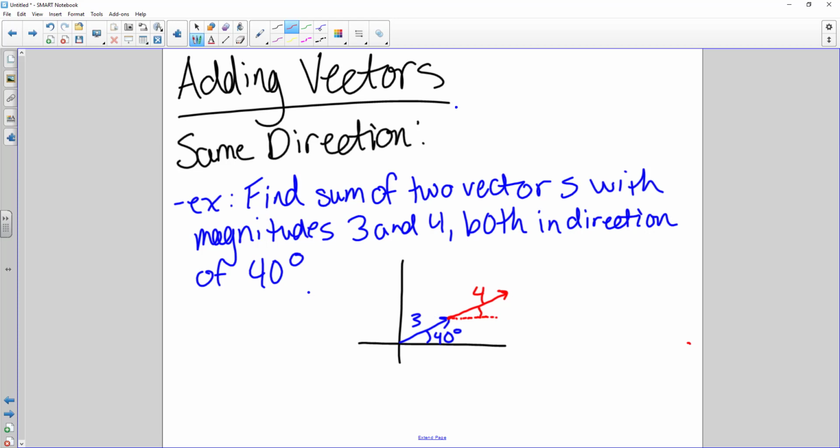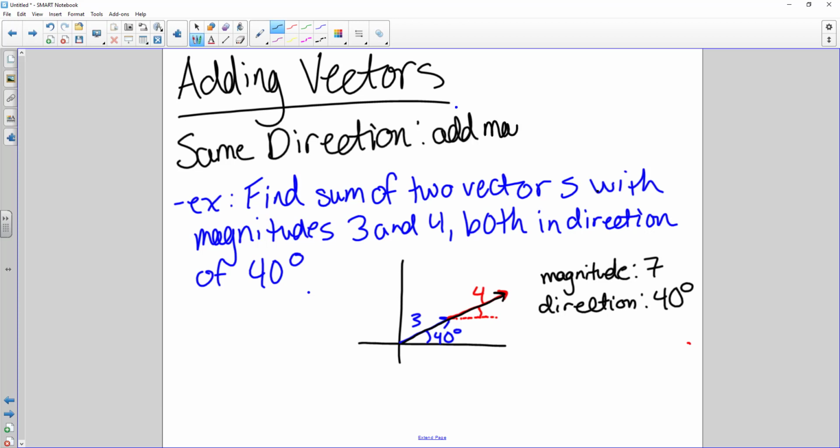That means this full thing has a magnitude of 4 plus 3, which is 7. Just add the 3 and the 4, and the direction would still be 40 degrees. It's still going in the same direction, it's just combined. So when I'm adding vectors and they have the same direction, I'll go back up to add a definition: we add the magnitudes and keep the same direction.